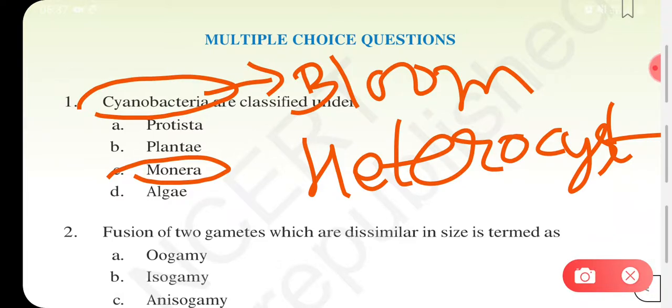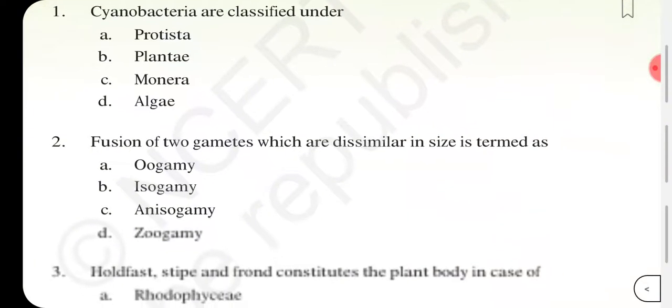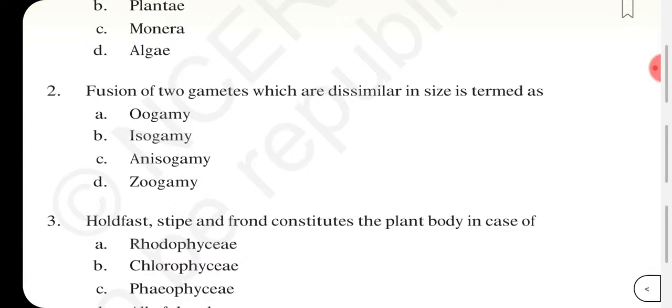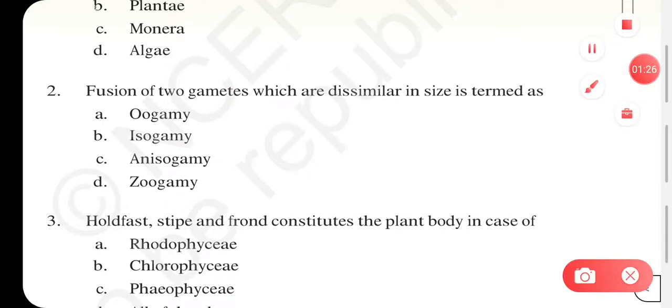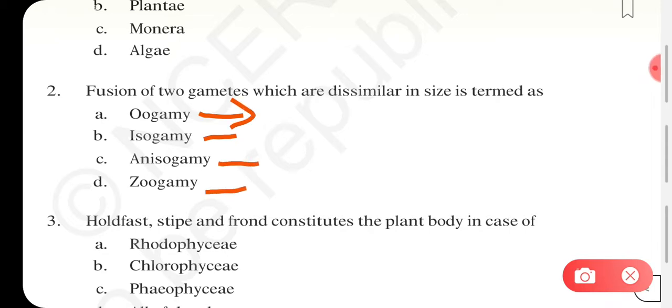Fine. Now moving on to the next question. In the next question it is asked, fusion of two gametes which are dissimilar in size is termed as oogamy, isogamy, anisogamy or zoogamy. If you see, oogamy is the fusion between gametes where one is motile and the other is non-motile. In this case the female gamete is non-motile and larger, whereas the male gamete is motile and smaller. That kind of fusion between gametes is called oogamy.